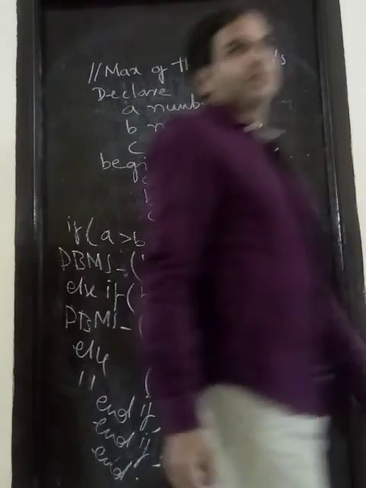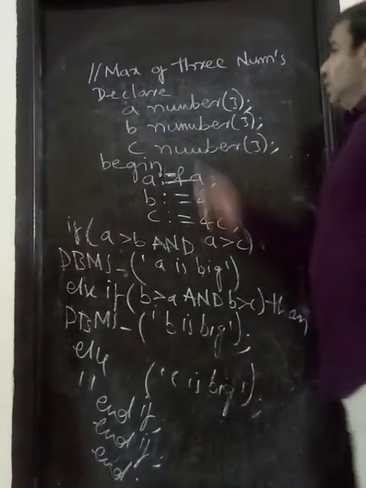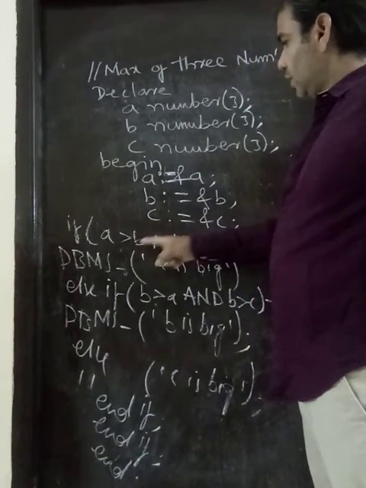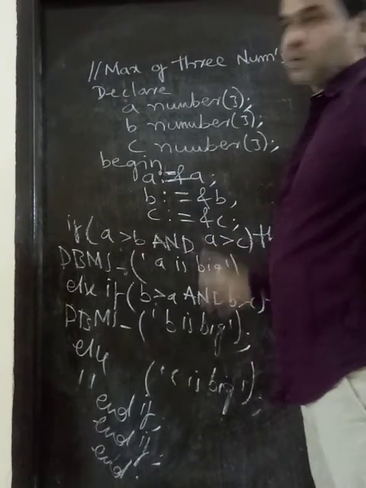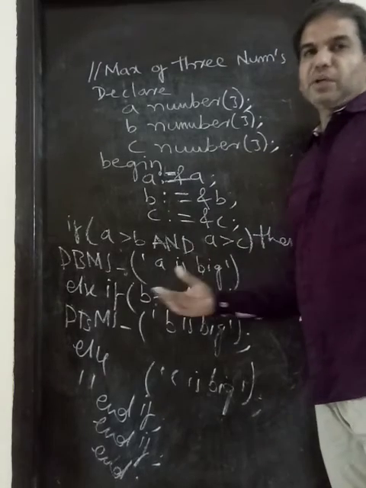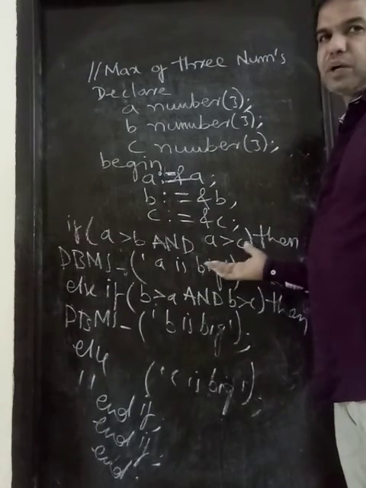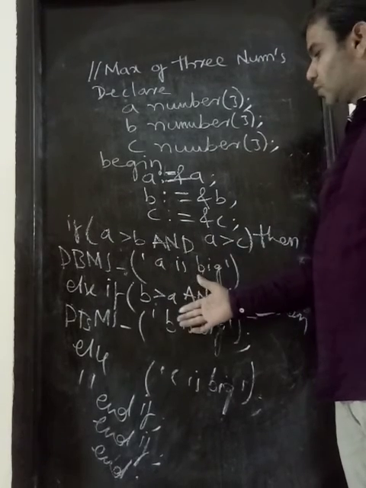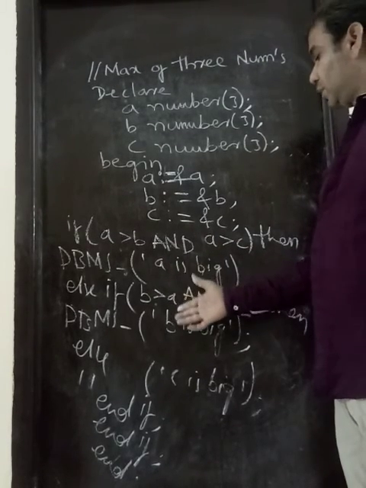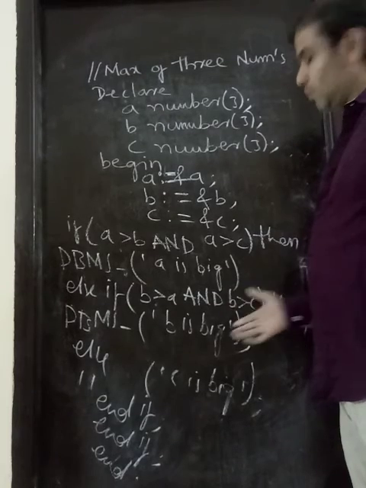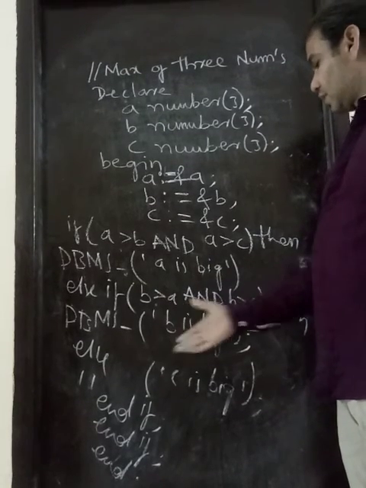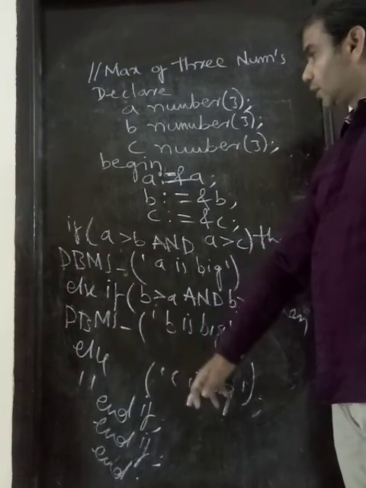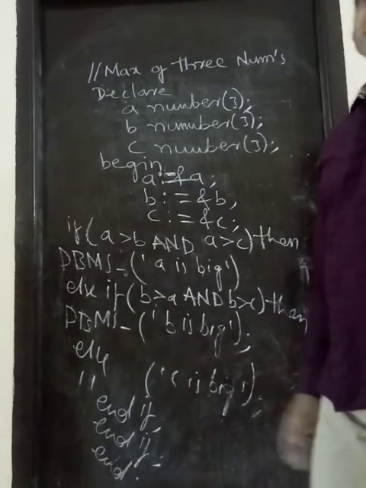So this is the logic here. See, A, B, C, begin, A and A, B and B, C and C. If A greater than B and A greater than C, then A is big. If A is bigger than B and A is bigger than C, so automatically A is big. Then otherwise, if condition is false, cursor comes to there. B greater than A and B greater than C, automatically B is big. So otherwise else C is big. So there are 2 ifs, 2 end if, and the program terminated with end semicolon.